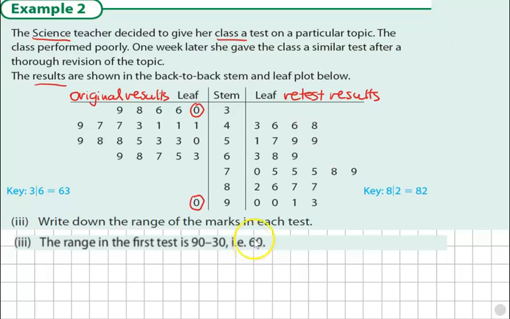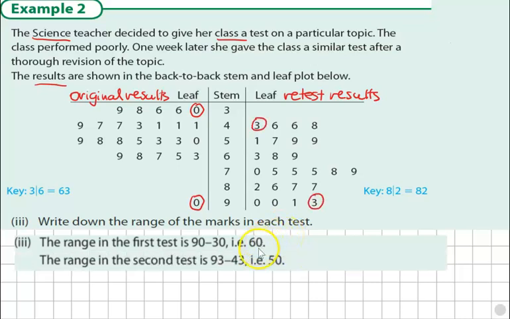Then in the second test, the minimum is that 3 there, so 43, and the maximum is that 3 there, so 93. So 93 take away 43 is 50. So the range in the second test is 50.